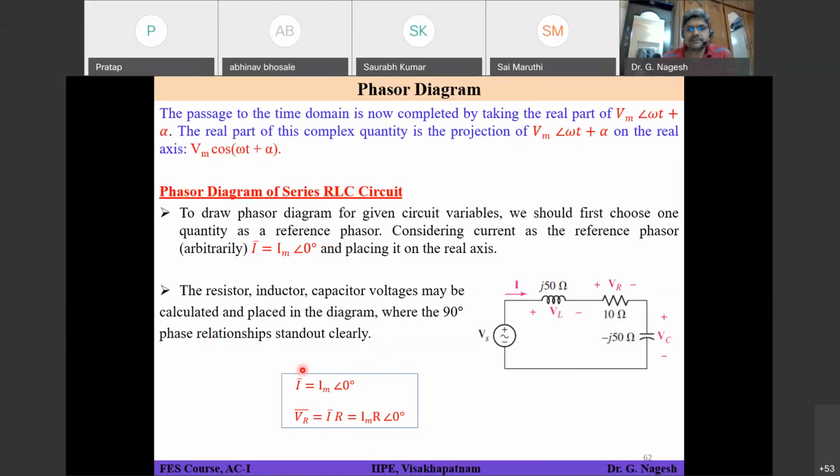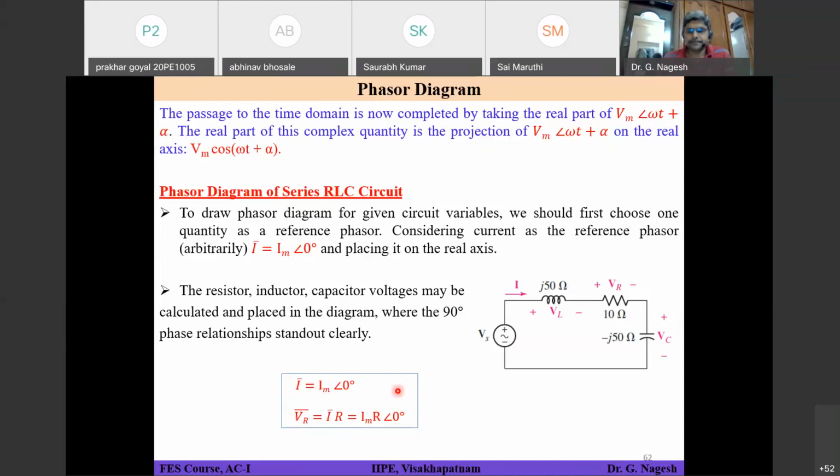So this is your current reference. What will be the voltage across the resistor? VR equals I times simply R. R is a constant. So the voltage across the resistor will be Im times R at an angle of 0 degrees. Since I has a phase angle of 0 degrees, the same 0 degrees comes here because resistance does not have any phase angle. It's a constant. So that means your current and the voltage across the resistor are expected to be in phase.